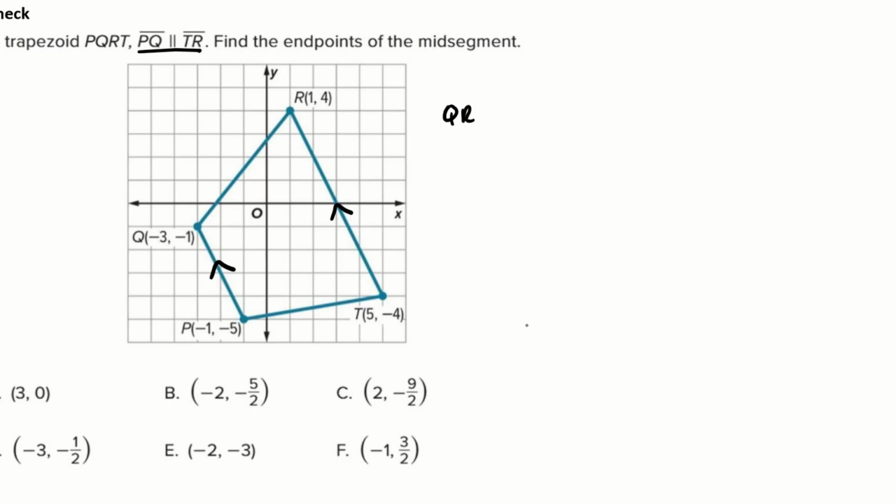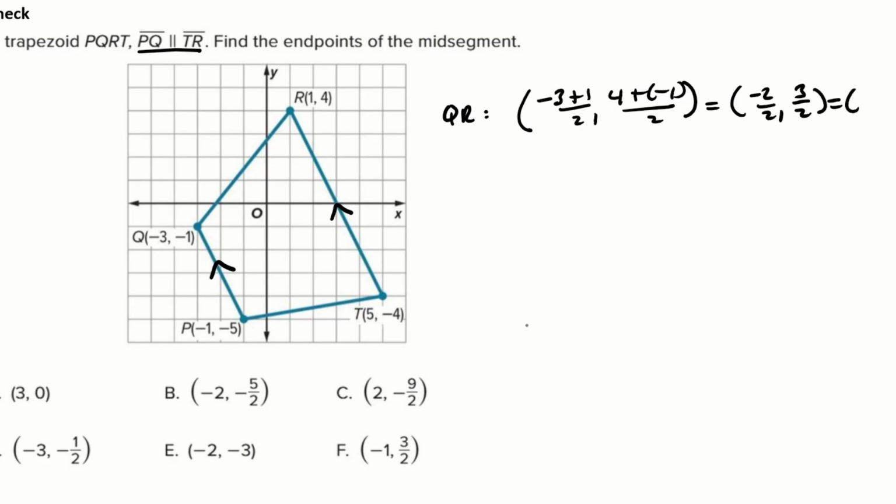So let's do QR. So add the x coordinates together, -3 plus 1 divided by 2. Add the y coordinates together, 4 plus -1 divided by 2. So we get -2 over 2, and we get 3 over 2, which is -1, 3/2. So it looks like we got F as one of our midpoints. Let's graph that here, -3 and then 1.5.